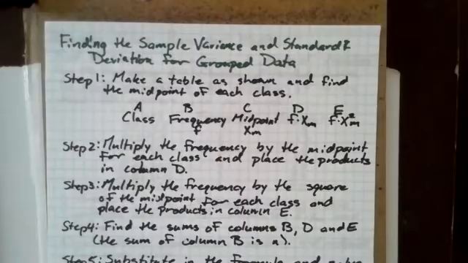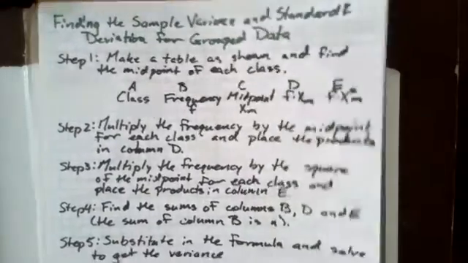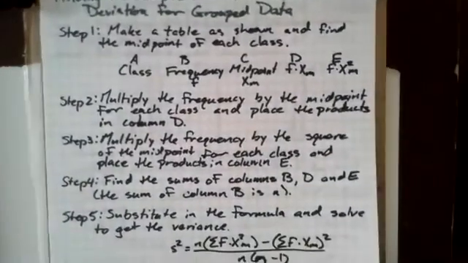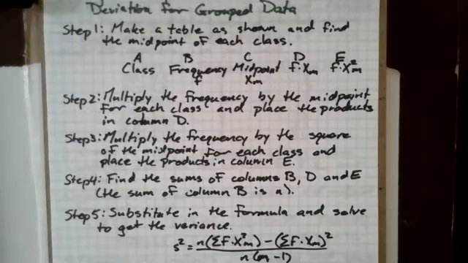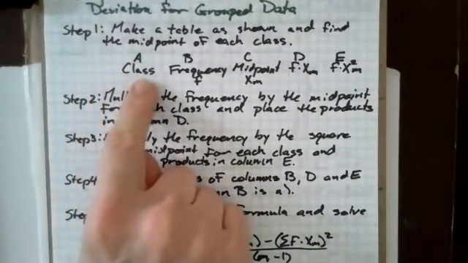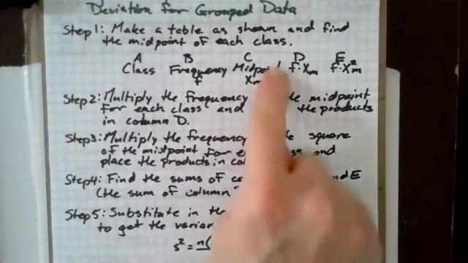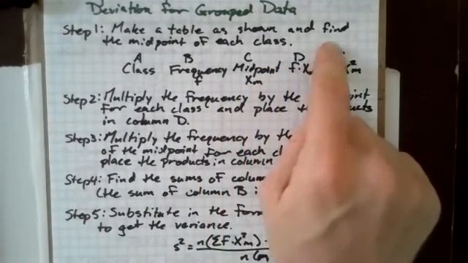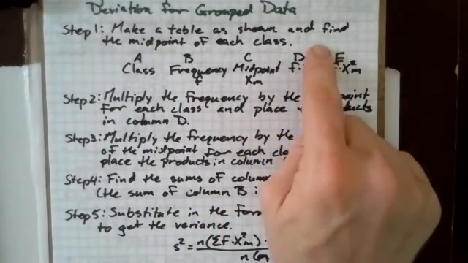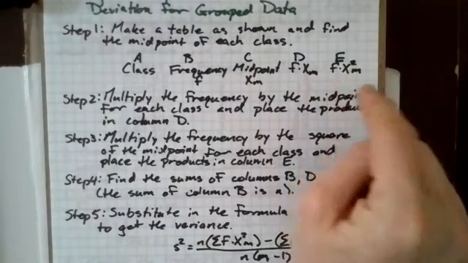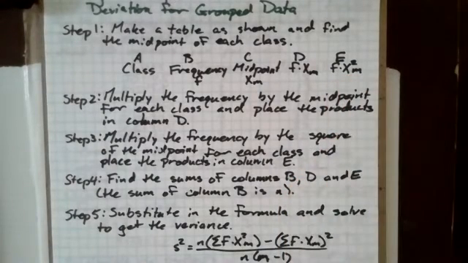Our process for finding the sample variance and standard deviation for grouped data is to first make a table, as shown, and find the midpoint of each class. So here is our table data. We're going to have the class, the frequency, f, the midpoint, xm, and then we'll have columns for f times xm and f times xm squared.